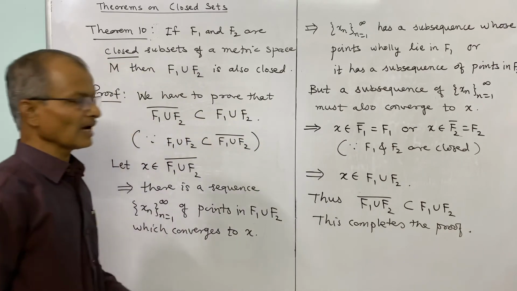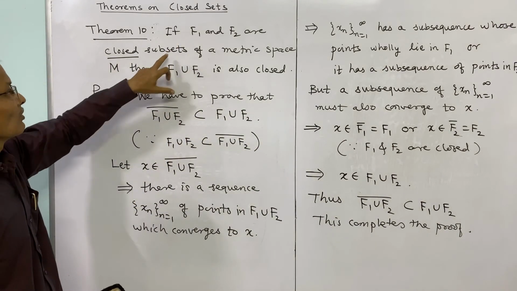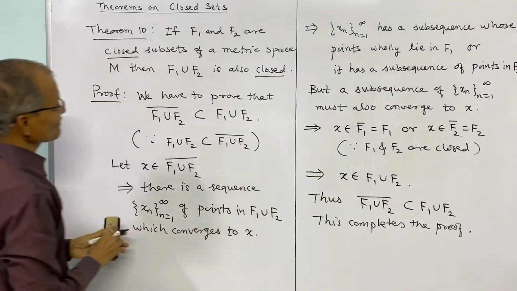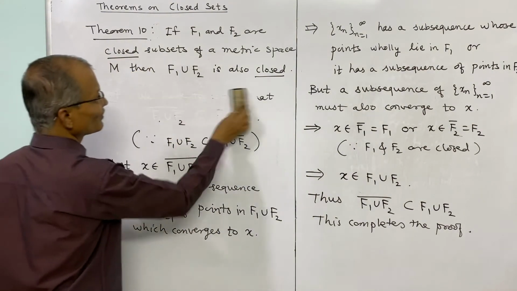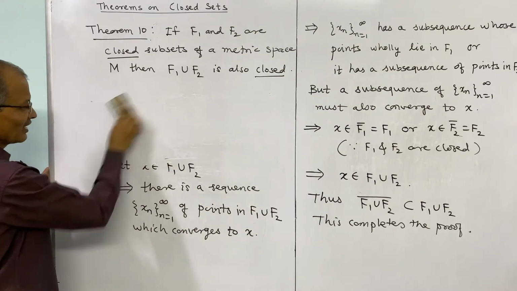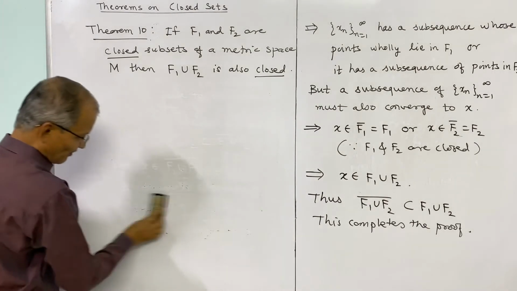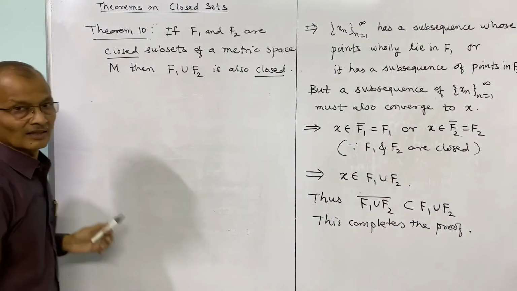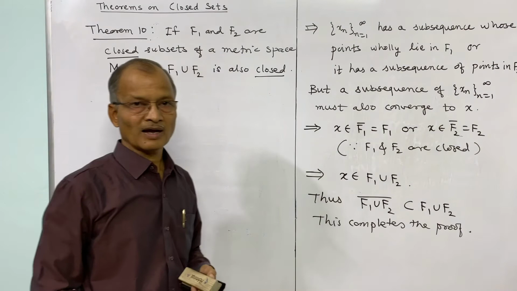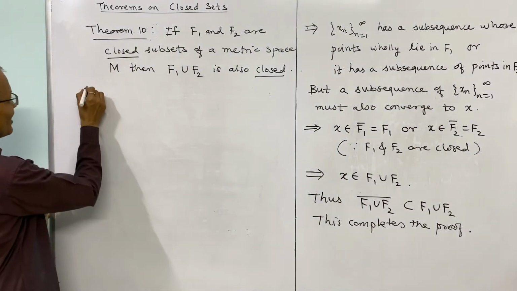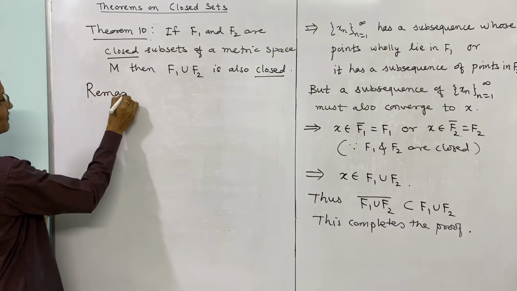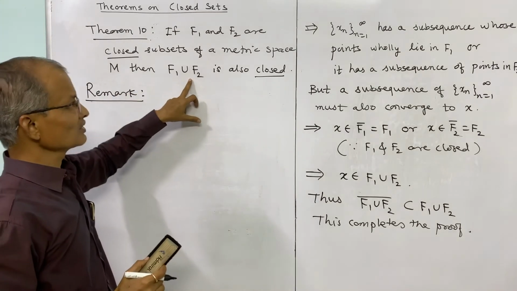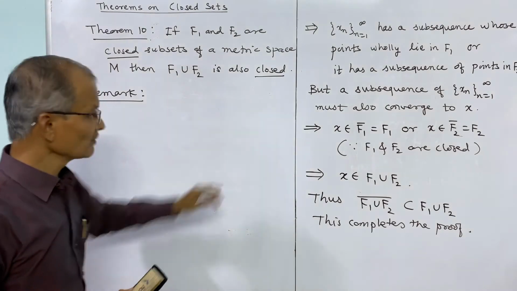So thus we have proved that the union of two closed sets is also a closed set. But we have proved the result for the union of two, and this can be extended to the union of finitely many. But whether an infinite union of closed sets will be closed, that we should check, and we write it as a remark that an infinite union of closed sets may not be closed.